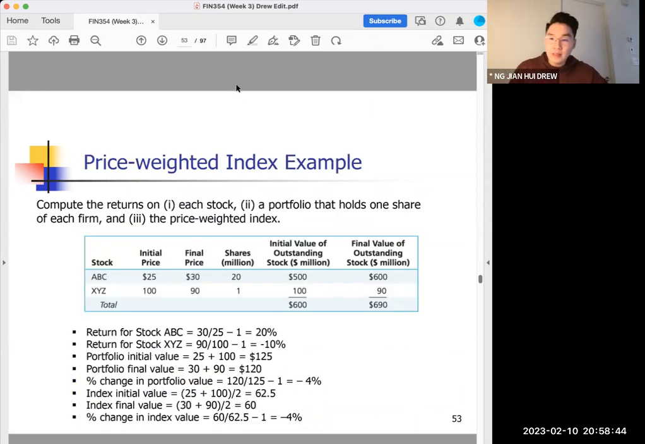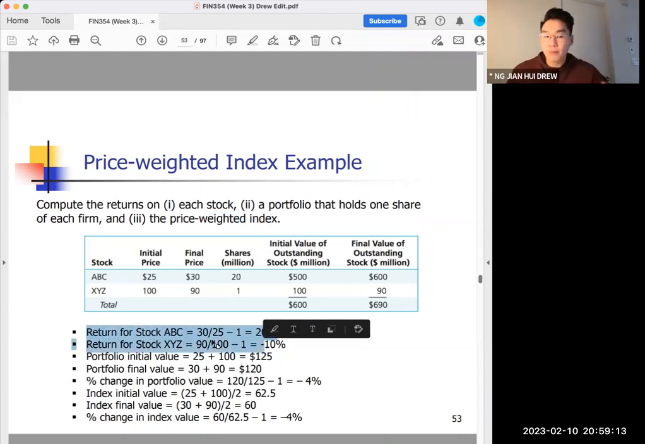Okay, all right, so let's look at this quick example here. Not too complex. It might look a bit daunting, like so many calculations, but not too complex, so don't worry. Basically, we want to calculate the return of, first of all, each stock. We want to calculate the returns on the portfolio, and we want to calculate the price weighted index. So we are going to form an index based on price. Right. So first of all, let's do part one. So part one is here.